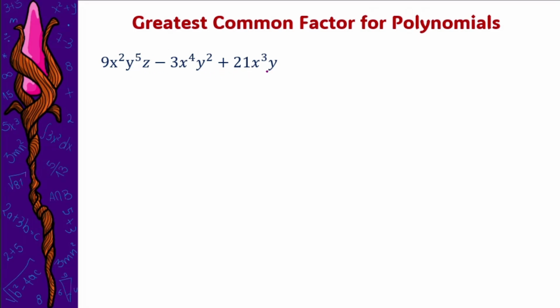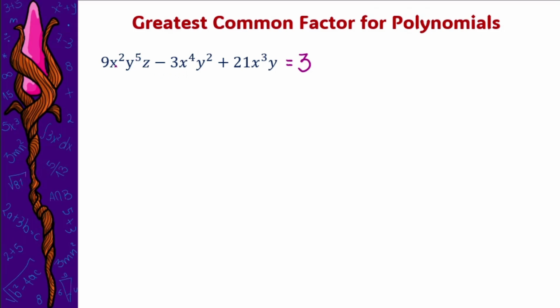So this one, for example, has 3 terms. This is a trinomial, so we can also apply it. Let's see. 3 is the smallest number. That's a prime number. So let's check if maybe the other ones are multiples of 3. The 9 is a multiple and the 21 too. So yes, 3 should be the greatest common factor between the numbers.